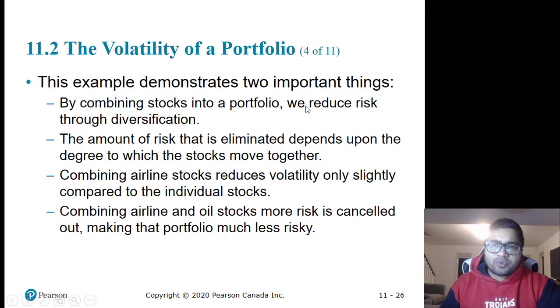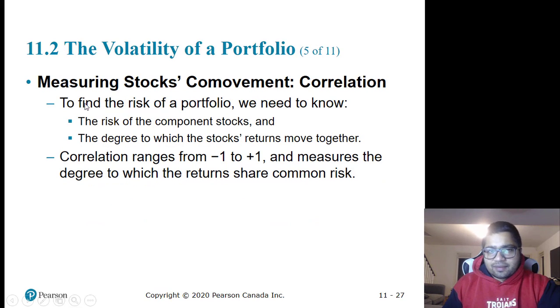By combining stocks into a portfolio, we reduce risk through diversification. The amount of risk that is eliminated depends on the degree to which the stocks move together. Combining airline stocks reduces volatility only slightly compared to individual stocks. Combining airlines and oil stocks cancels out more risk, making the portfolio much less risky. Measuring stock co-movements, or correlation: to find the risk of a portfolio, we need to know the risk of component stocks and the degree to which the returns move together. Correlation ranges between -1 and +1, and is the measure of the degree to which returns share common risk.